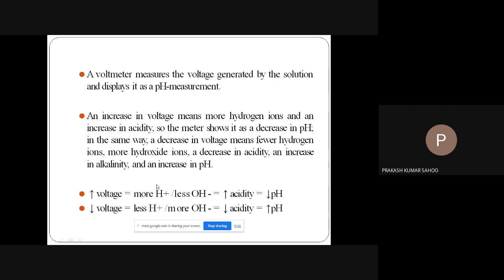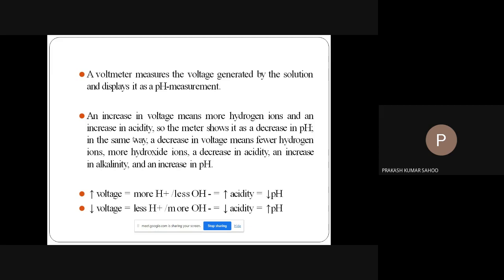So when the solution becomes acidic, there will be more H plus ion. If there is more H plus ion, the voltage or the potential difference will be high. And the reverse may also happen: if the voltage decreases, there will be less H plus ion and more OH minus ion. The acidity will be decreased and the pH will increase. So these are just reverse things. By this process, we will correlate the pH with the potential change, that is, in voltage.